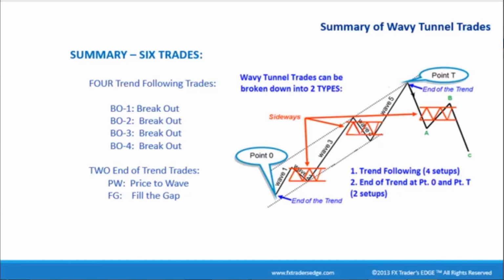The breakout 3 is the steepest trend trade, where price bounces off either the filter or the wave. And the breakout 4 is typically the wave 4 correction, which takes price back to the tunnel. It's a deeper correction than back to the wave. And the 2 end of the trend trades include the PW and the fill the gap.